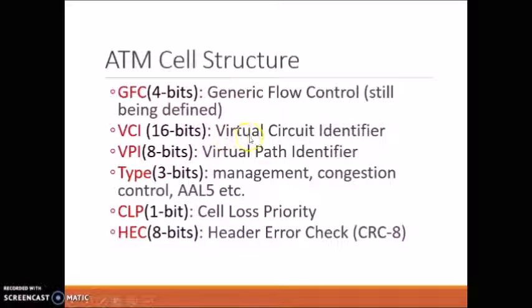16 bits are allotted to virtual circuit identifier, 8 bits are allotted to virtual path identifier, and a 3-bit payload type identifier allows 8 types of payloads. 1 bit is allotted to cell loss priority, where cells with CLP equal to 0 are given higher priority over the cells with CLP equal to 1. The header error check is an 8-bit CRC checksum which can correct all single errors and detect all the double errors.